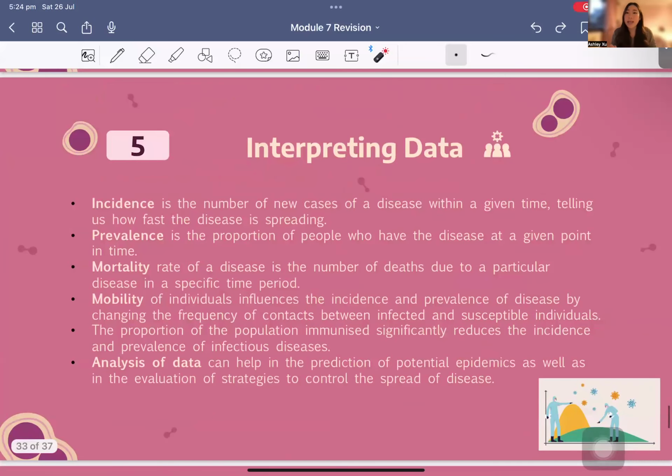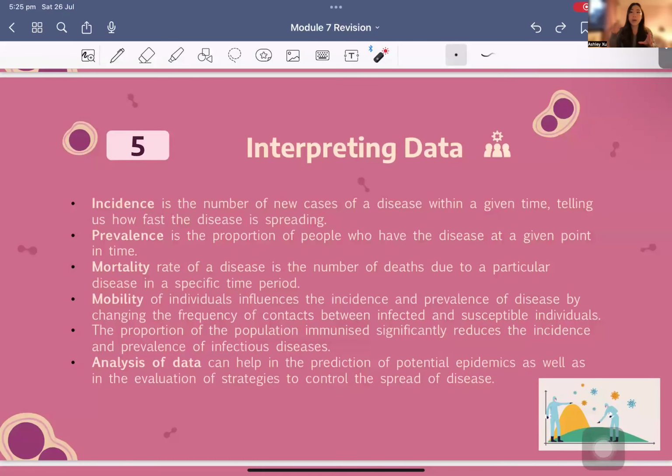All right, interpreting data. Really important slide here, considering the questions you're going to get for this part of the module are going to be data analysis. These words here, I want you to remember off by heart. Incidence is the number of new cases of disease. So if you see a graph showing you incidence, you can really tell the effectiveness of certain prevention methods.